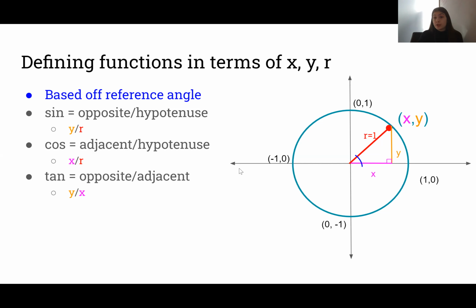So when I ask you to define these functions in terms of x, y, and r, this is all I'm asking. What's sine? Well, you say it's y over r. What's tangent? It's y over x. That's all. Okay, that's all I needed for that question. Okay, also notice that you can do these same things for cosecant, secant, and cotangent, right? You just do the reciprocal, all right?